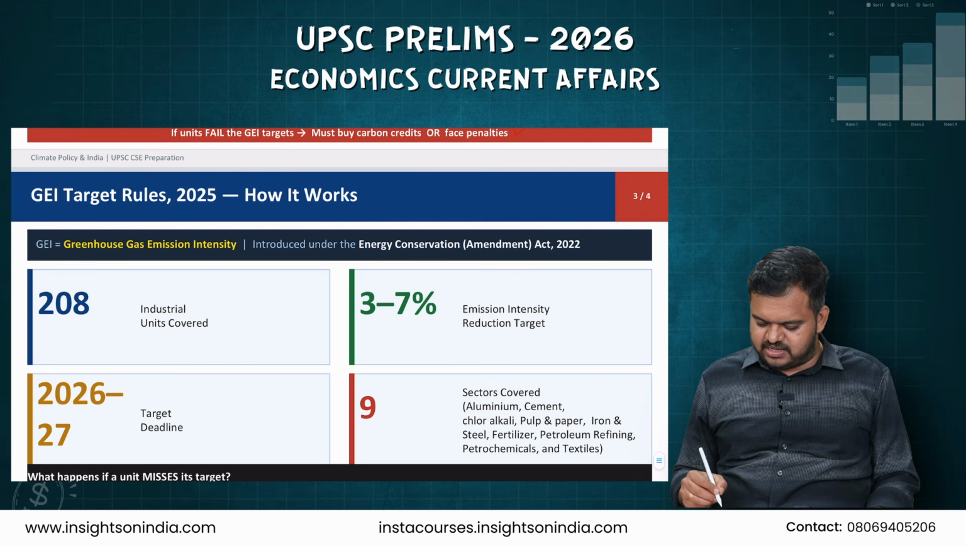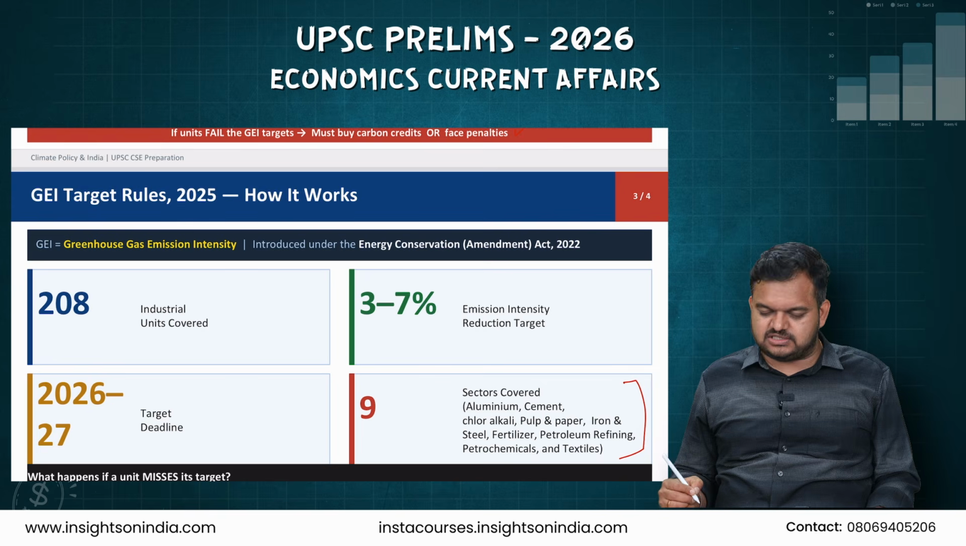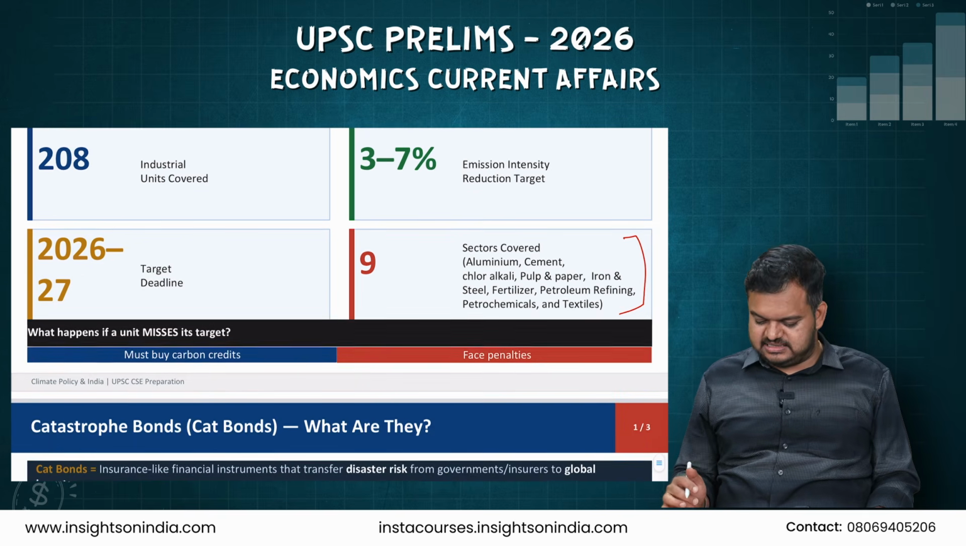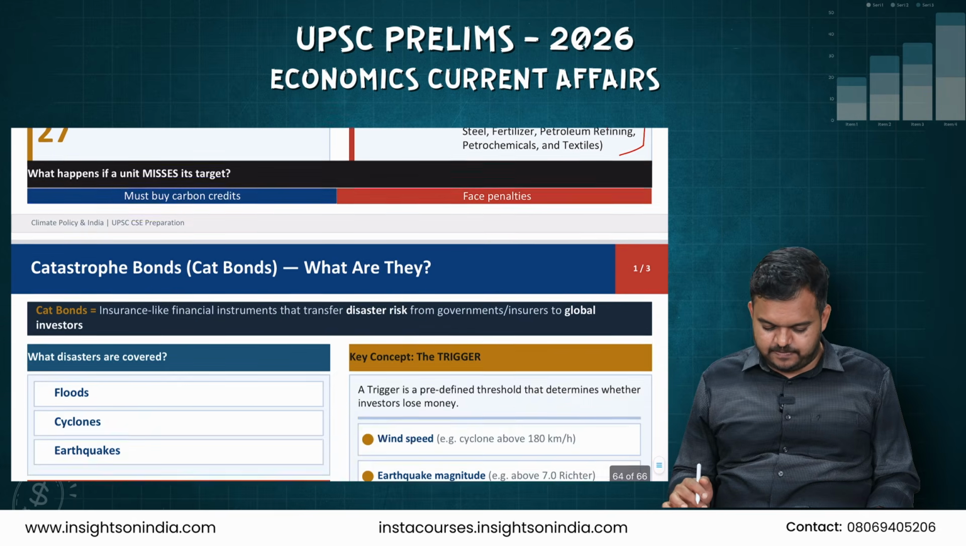Right. Sectors covered are aluminium, cement, chlor-alkali, pulp and paper, iron and steel, fertilizer, petroleum refining, petrochemicals and textiles. I doubt that UPSC is going to ask which are the sectors. Just remember the main ones, that is cement, steel, aluminium, pulp and paper, etc.